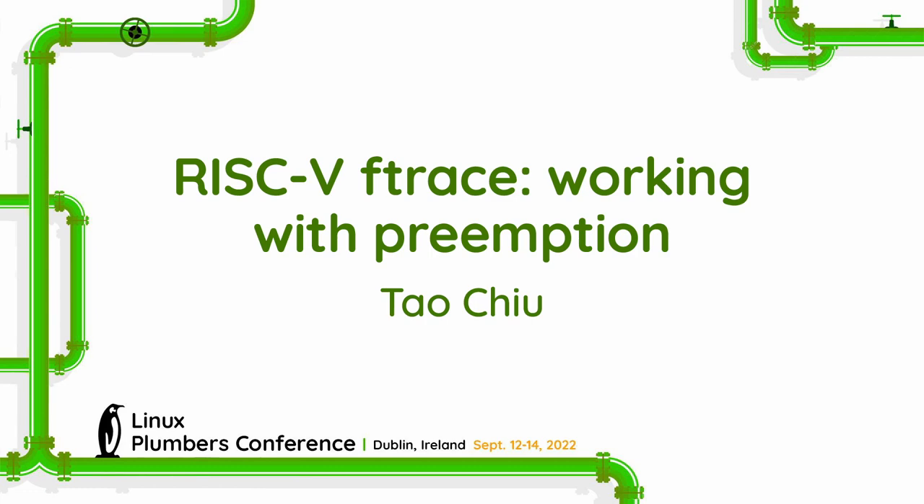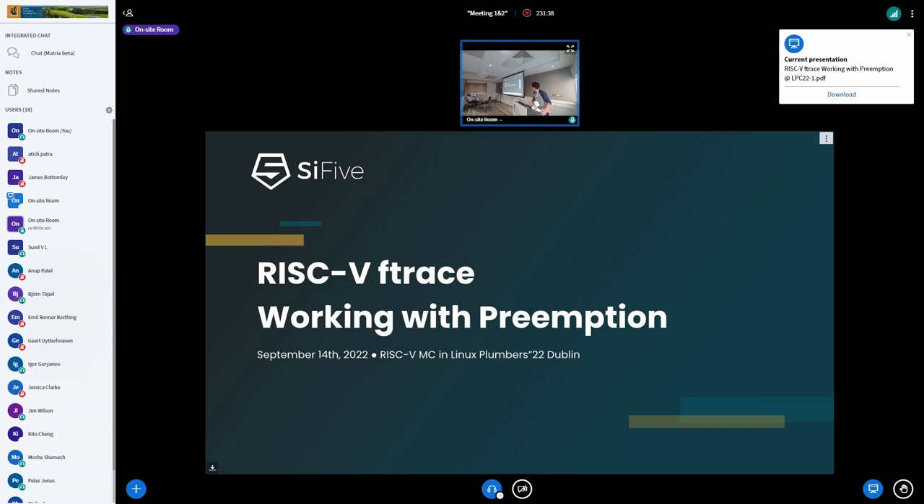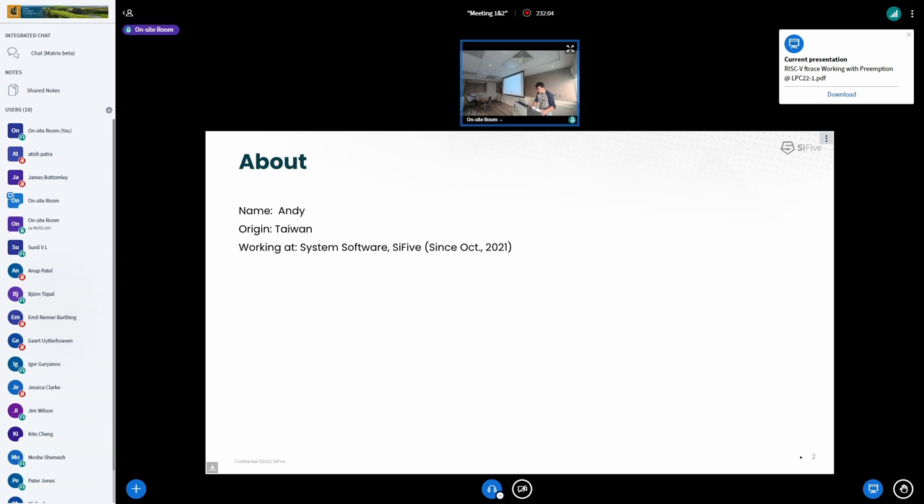Okay, let's continue. The reason for this presentation is that in RISC-V, when we were trying to enable preemption and run ftrace, we found some bugs, and we found that this issue is very related to the ISA of RISC-V itself. I'm Andy from Taiwan, working at SiFive.